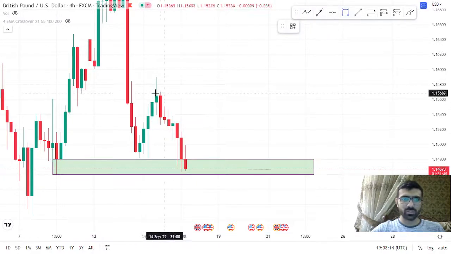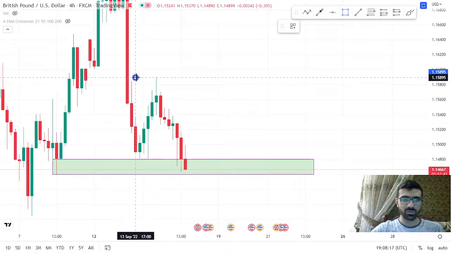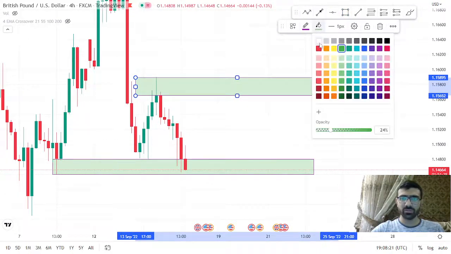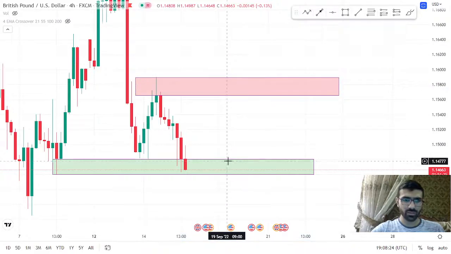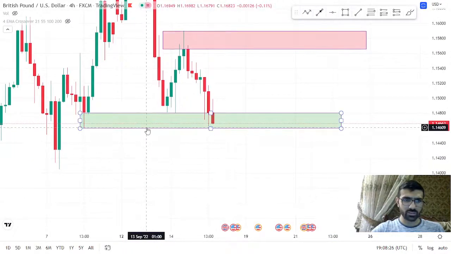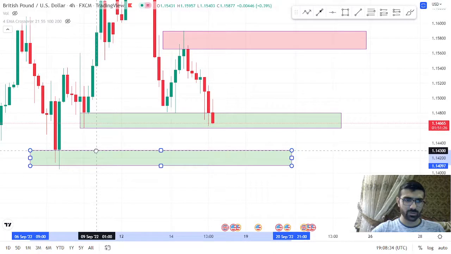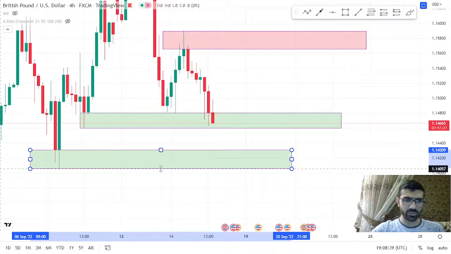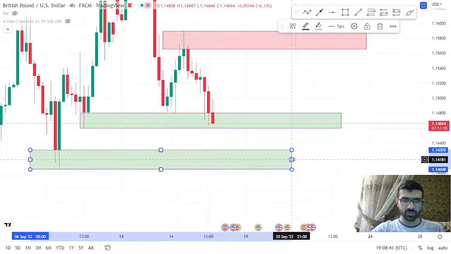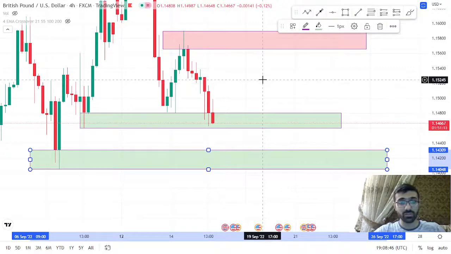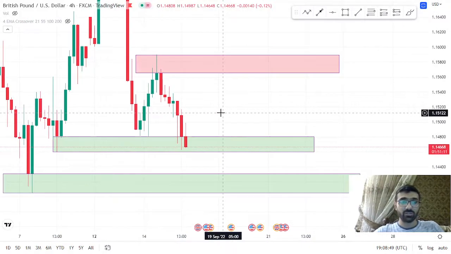Okay, so the recent area of resistance is this in the 4-hour, and the next area of support is this. So we just have to wait and watch what can happen. I am expecting this area to be tested sometime soon, but it will not be tested straight away. I think it will take some time.